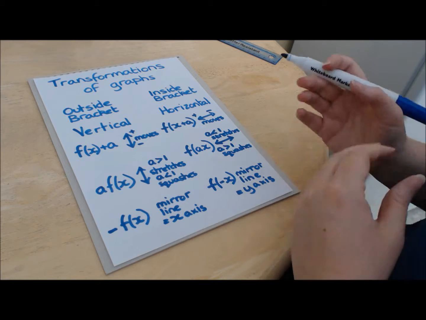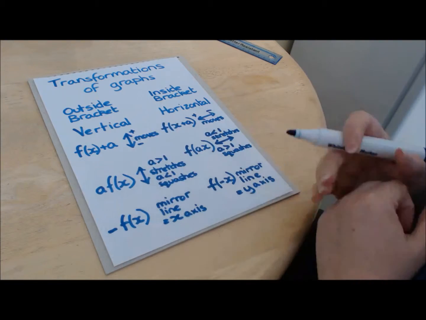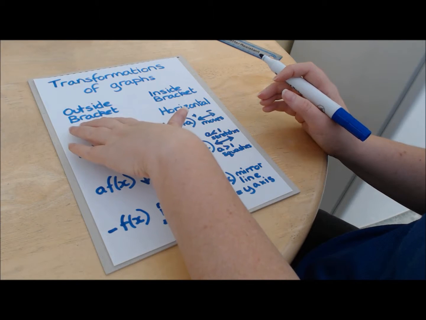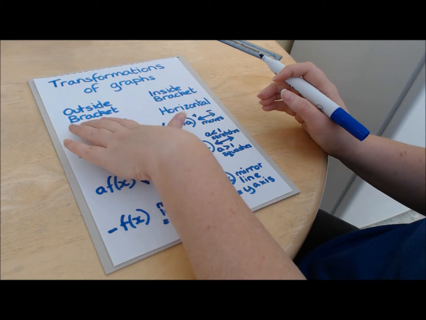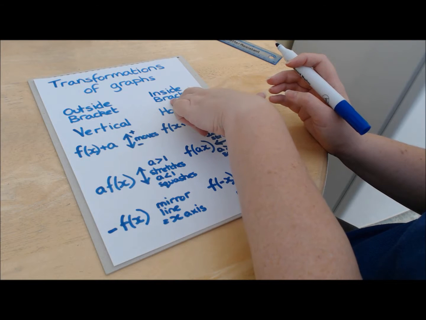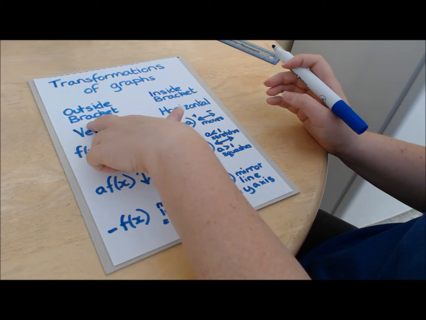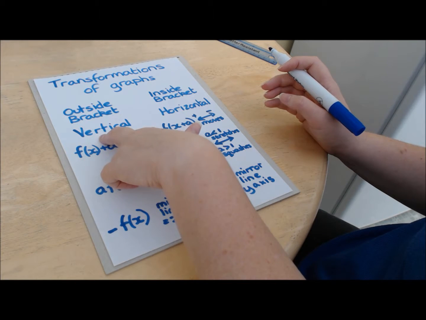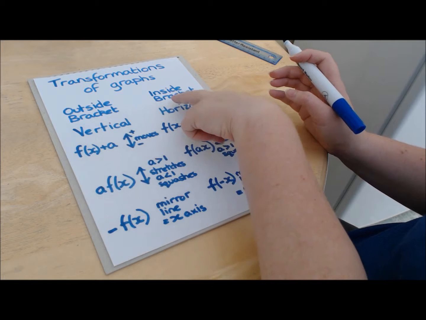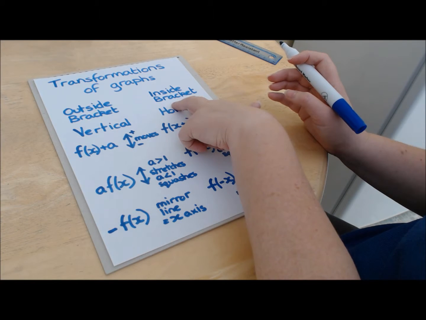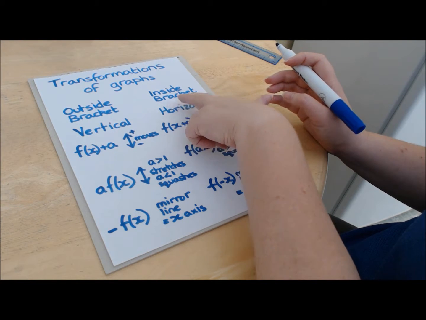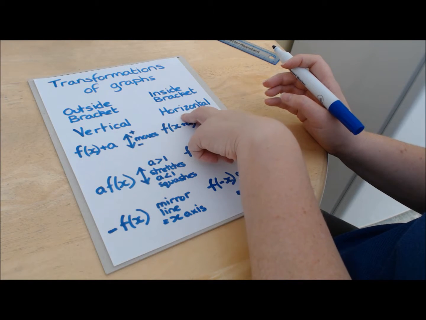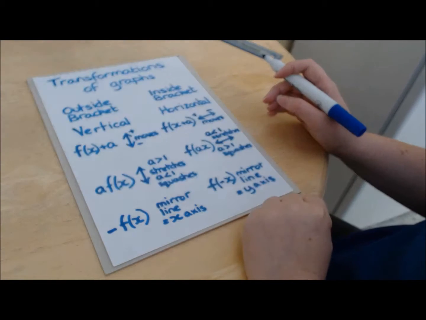Now there is a nice divide between the two types here. We've got ones that relate to changes that happen outside the bracket and ones that happen inside the bracket. So anything outside the bracket is generally actually an easier change, and it's a change vertically. Whereas those changes that happen inside a bracket require a little bit more thought, and they happen in the horizontal direction. So let's just go through the three different types for each one.